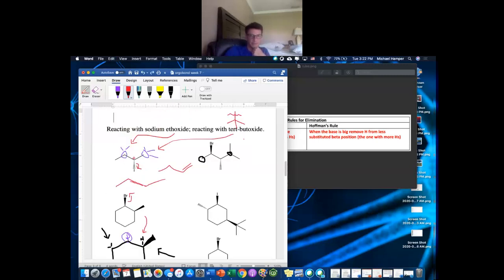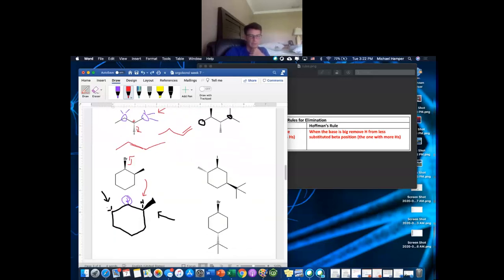Contrarily, if you have tert butoxide, it's the same mechanism, but it's just a bigger base. Bigger bases will have to go to the less substituted side, and so that's this one here. So the tert butyl will take hydrogen here and form a double bond between that beta and the alpha. Does that make sense, Chrissy?